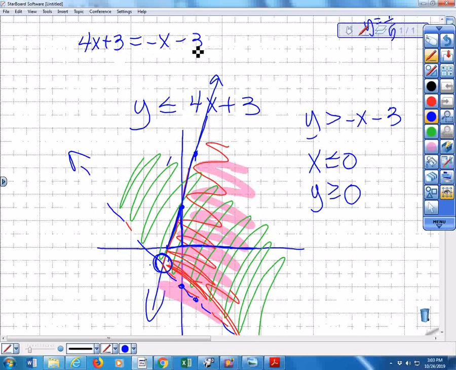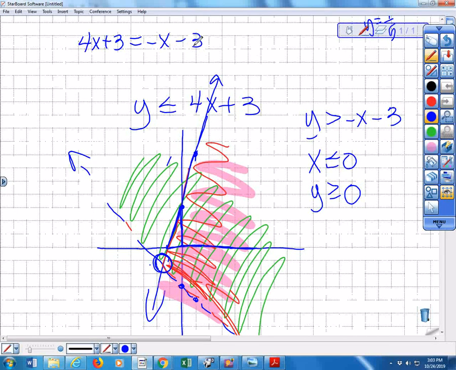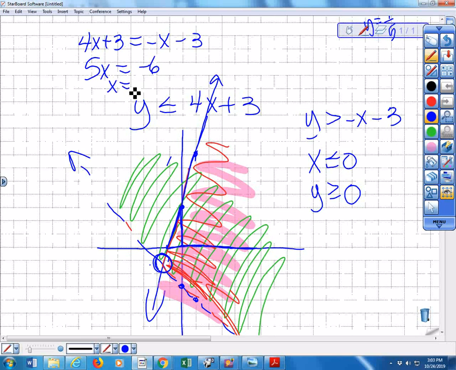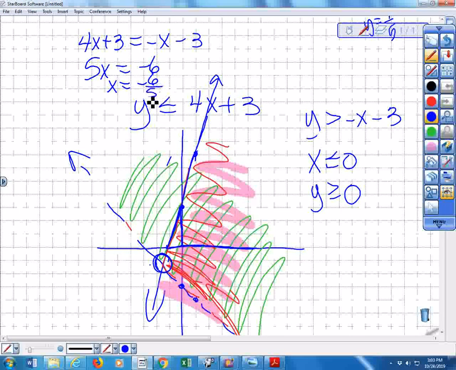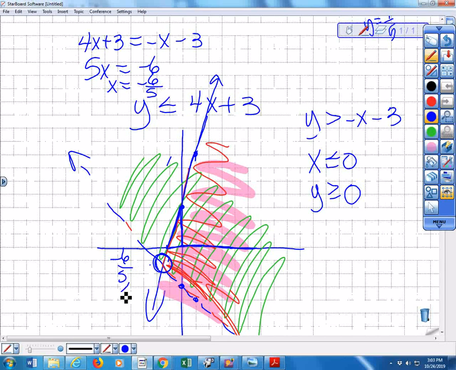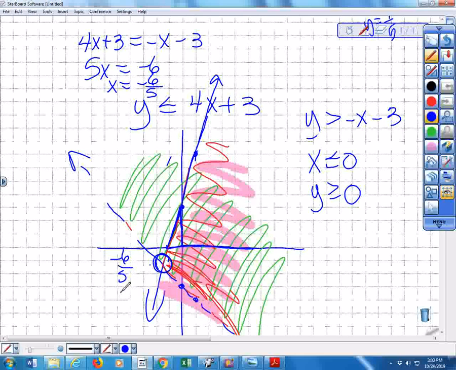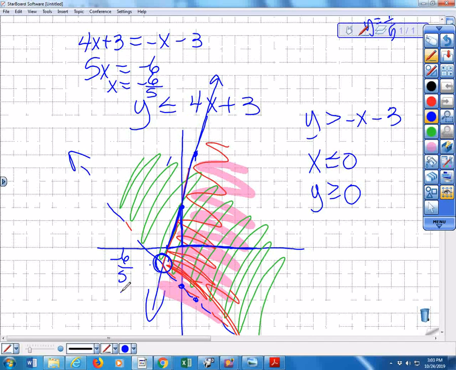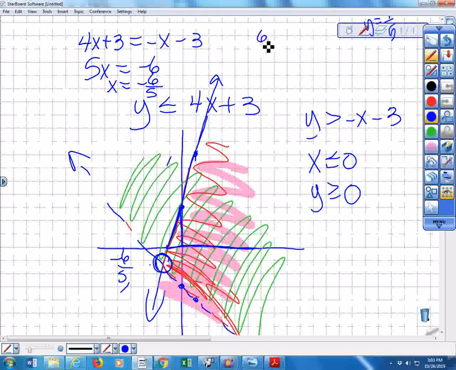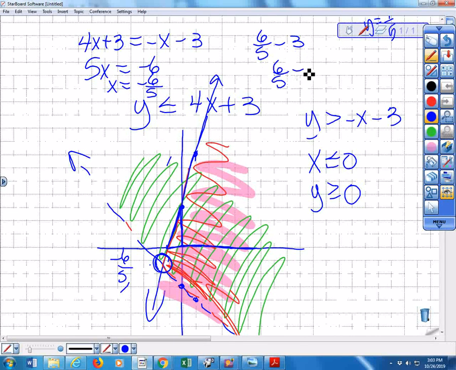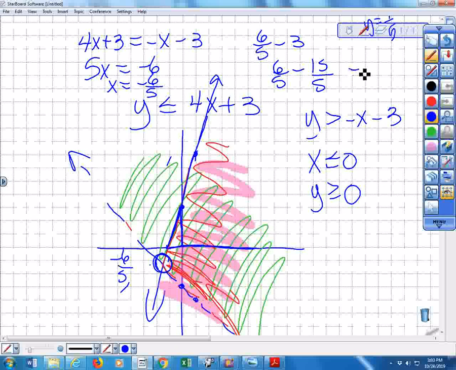So all I'm going to do is set those two equations equal to each other and solve. 5x equals negative 6. x equals negative 6/5. So I know the x-coordinate here is negative 6/5. To find the y-coordinate, just put it back into either one of these. If I put it in here, that would be 6/5 minus 3, or 6/5 minus 15/5, which is negative 9/5.